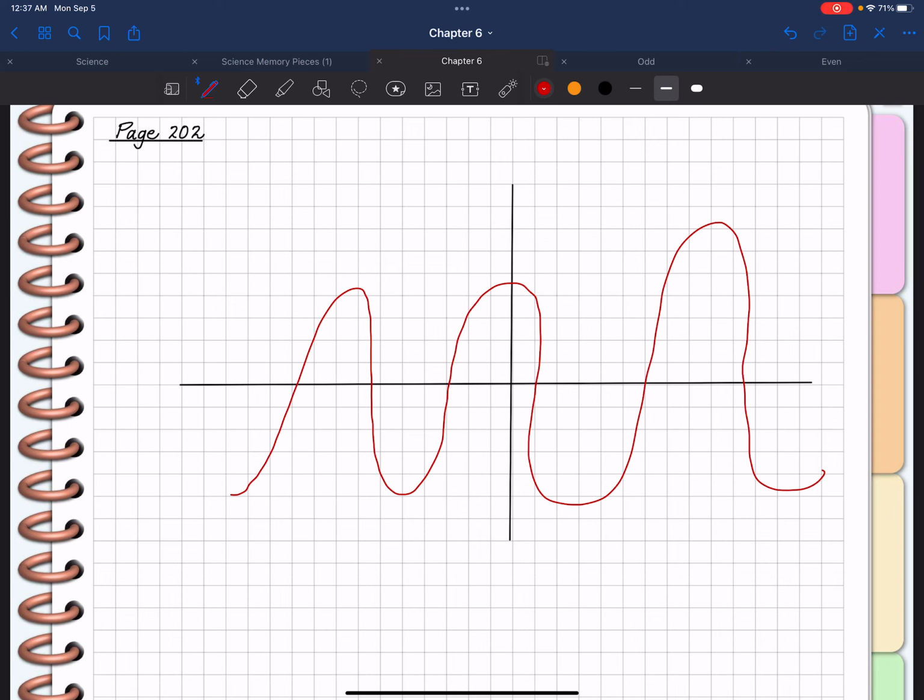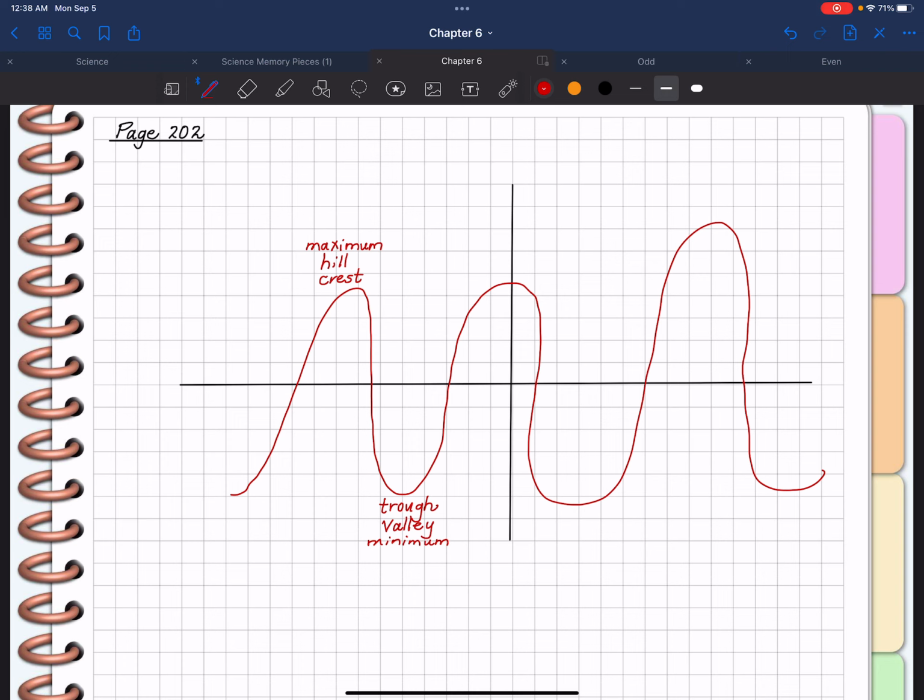So this graph has hills and valleys. If you're talking about wave theory, this is called a crest, and this is called a trough. So if you saw this in a science book, you would probably see crest and trough. But you can think of it as a hill and a valley. The hills are called maximums, and the valleys are called minimums. Okay, so that's more vocabulary.